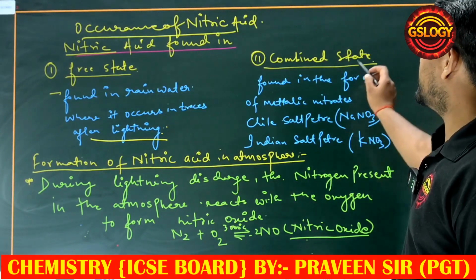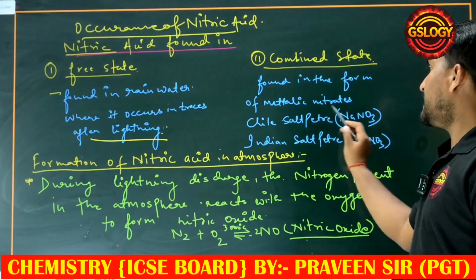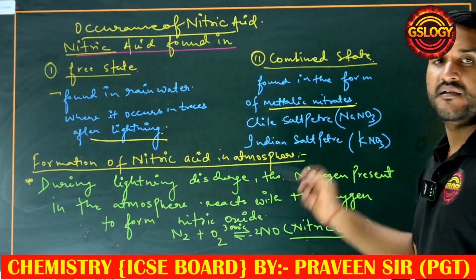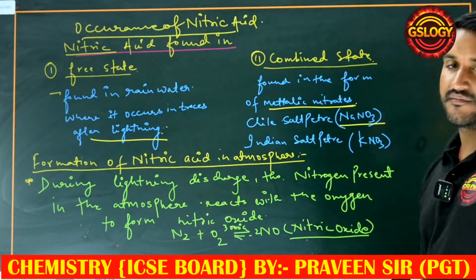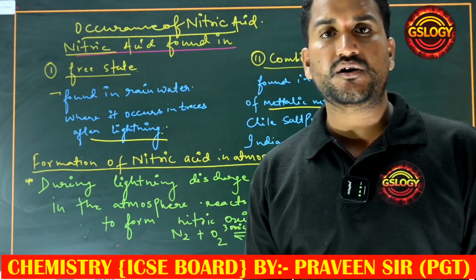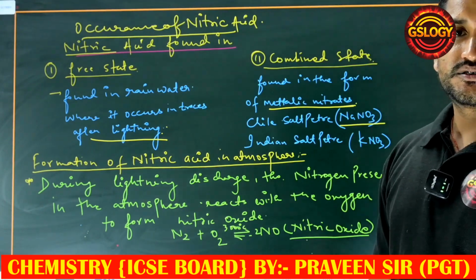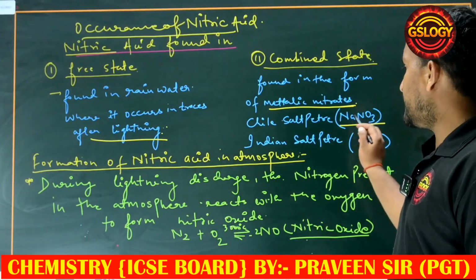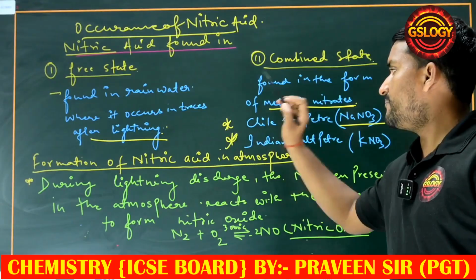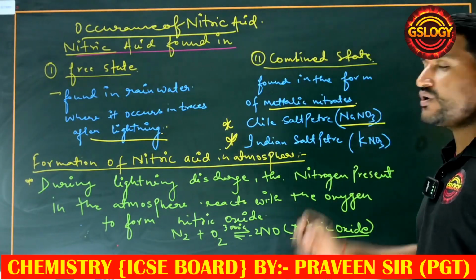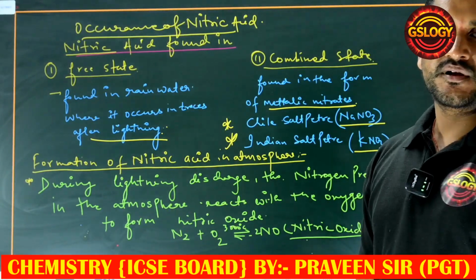Clear? And in the combined state, nitric acid is found in the form of metallic nitrates. Which nitrate? Metallic nitrate. For example, Chile saltpeter, NaNO3, is the common name, and its chemical name is sodium nitrate. It is a very important common name. And Indian saltpeter has the formula KNO3, potassium nitrate.